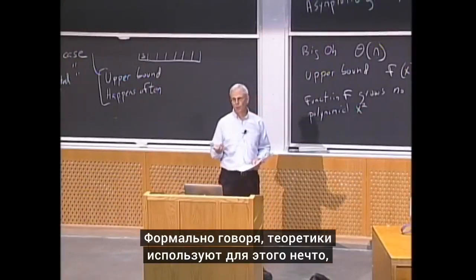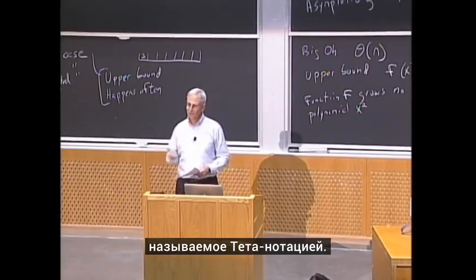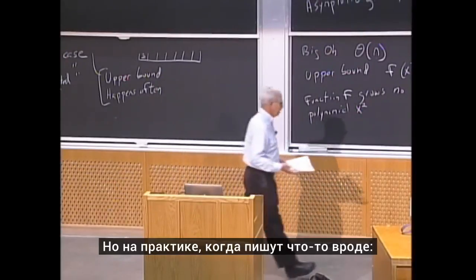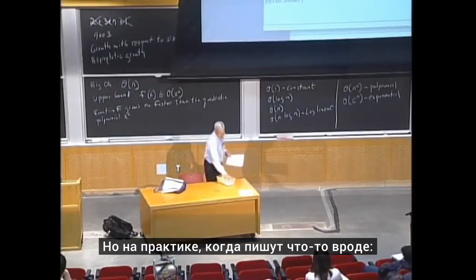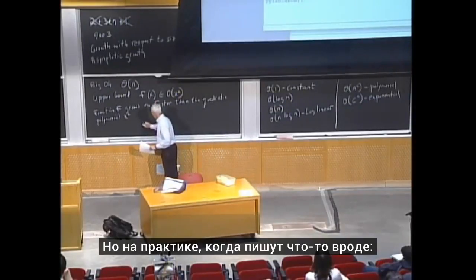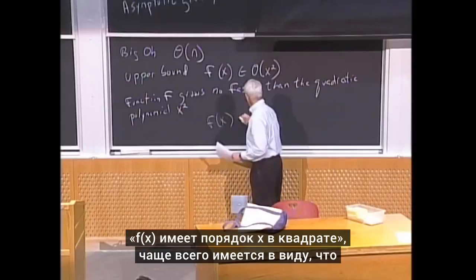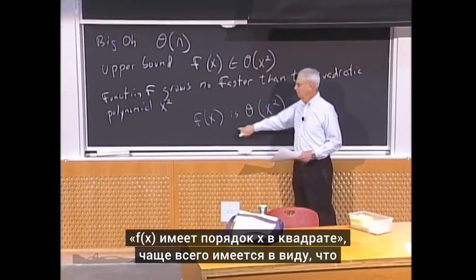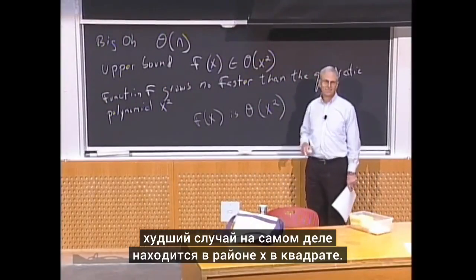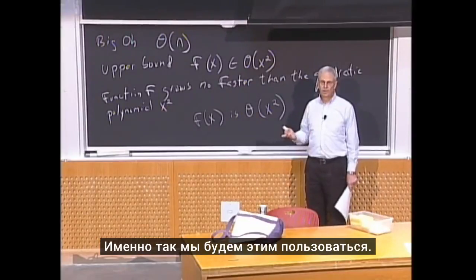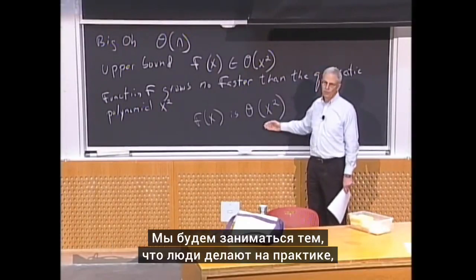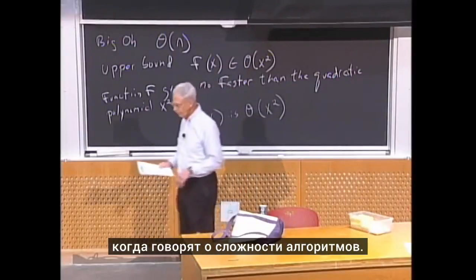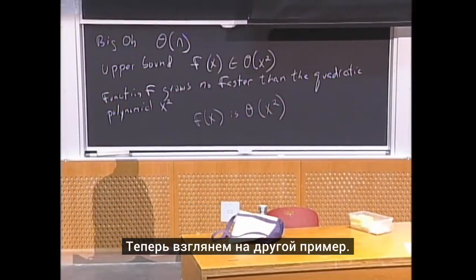Formally speaking, the theorists use something called big theta notation for this, where they write a theta instead of an O. However, most of the time, in practice, when somebody writes something like f of x is order x squared, what they mean is the worst case is really about x squared. And that's the way we're going to use it here. We're not going to try and get too formal. We're going to do what people actually do in practice when they talk about complexity.